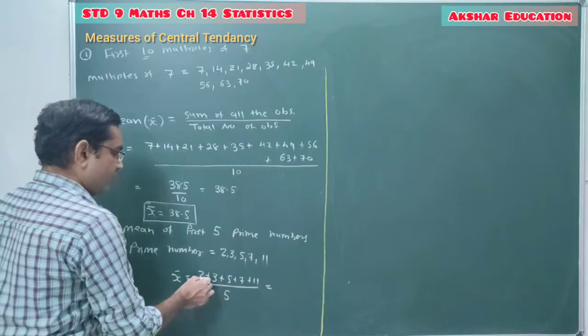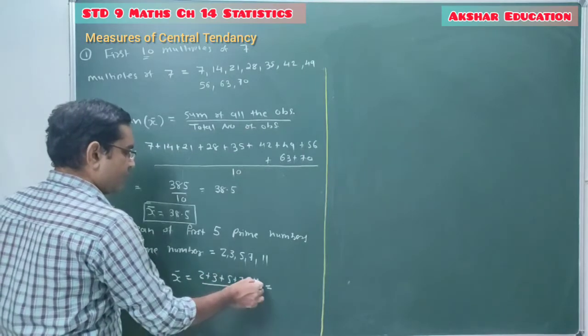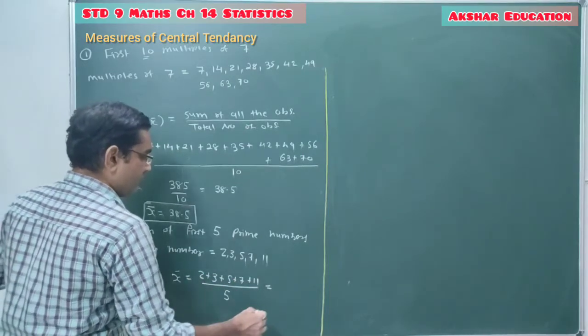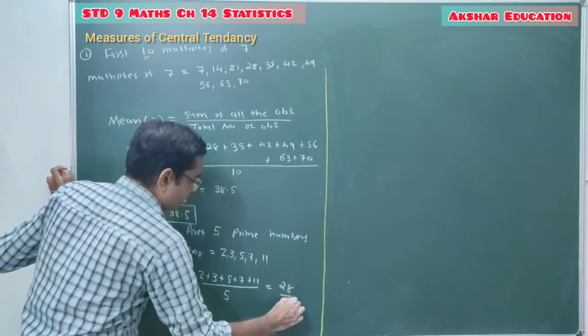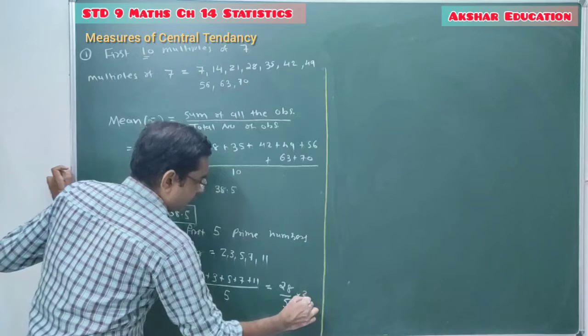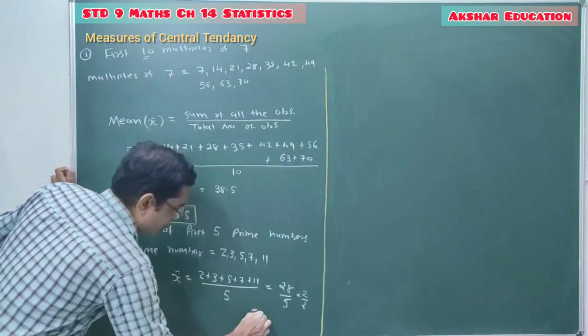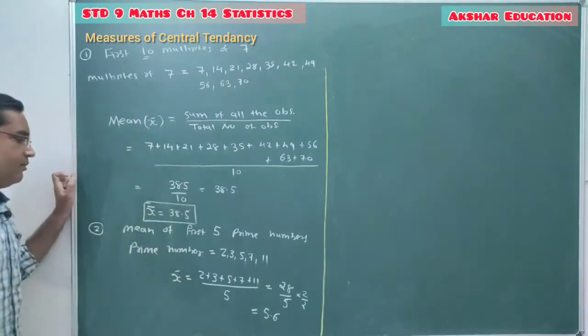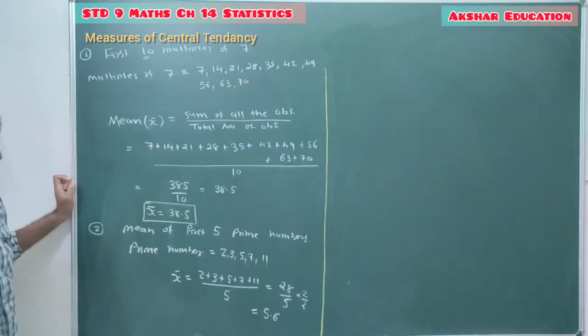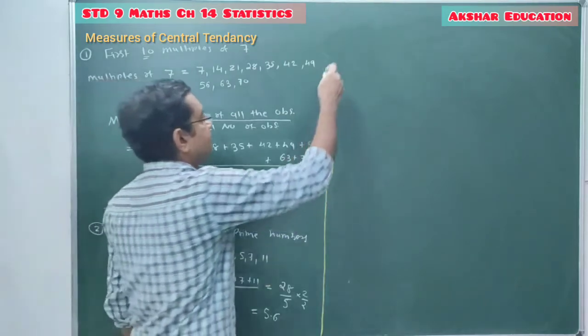So 2 plus 3 is 5, 5 plus 5 is 10, 10 plus 11 is 21, plus 7 is 28, divided by 5. So multiply and divide by 2. So it's 56 by 10. So our answer is 5.6. So the mean of the first 5 prime numbers is 5.6. Clear students? Now next question.